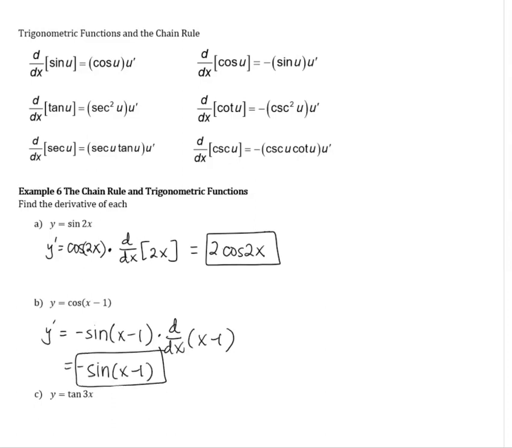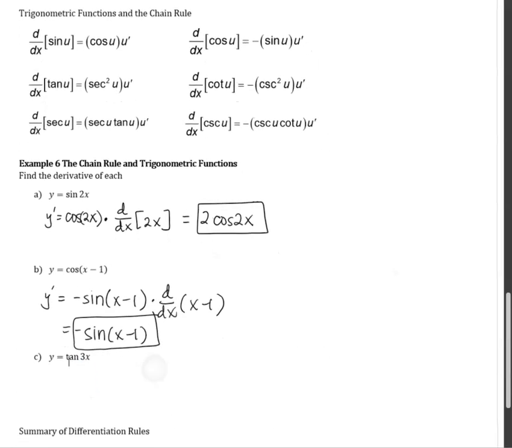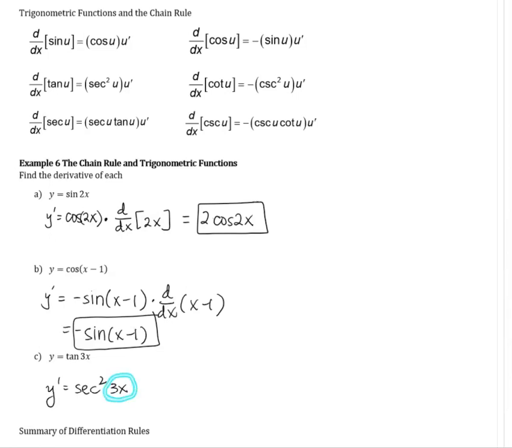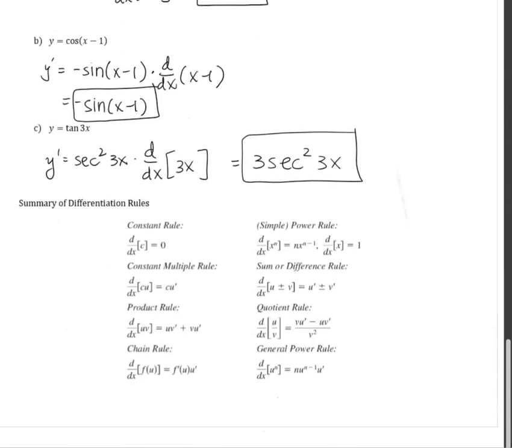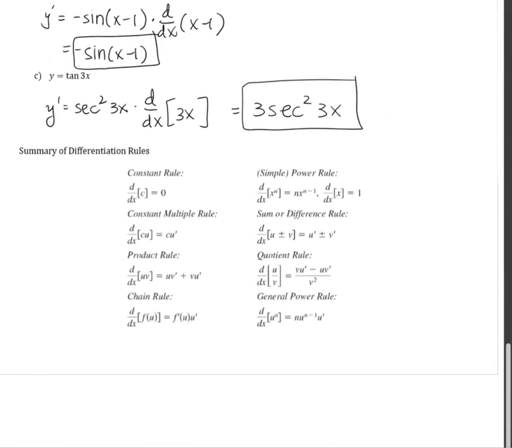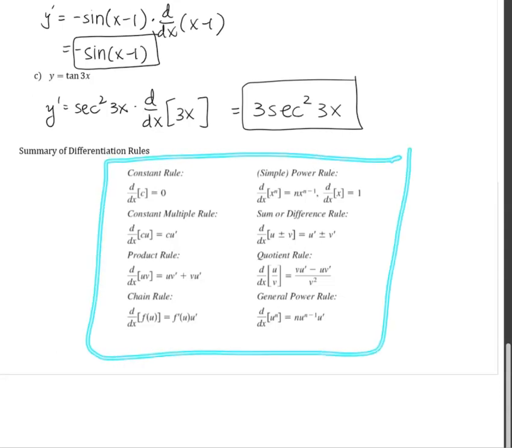Finally, we have tangent of 3x. The derivative of tangent is secant squared, so y prime will be secant squared of 3x. But this is not just x on the inside, and the chain rule tells us that we need to multiply by the derivative of that 3x. And the derivative of 3x is 3, and so we are left with 3 secant squared 3x. At the bottom of this page, we have a summary of the derivative rules that we have learned so far.